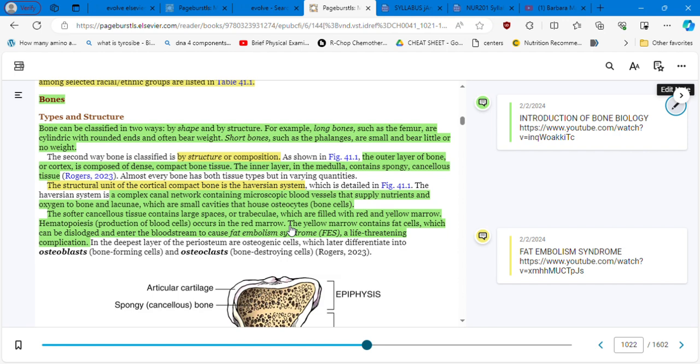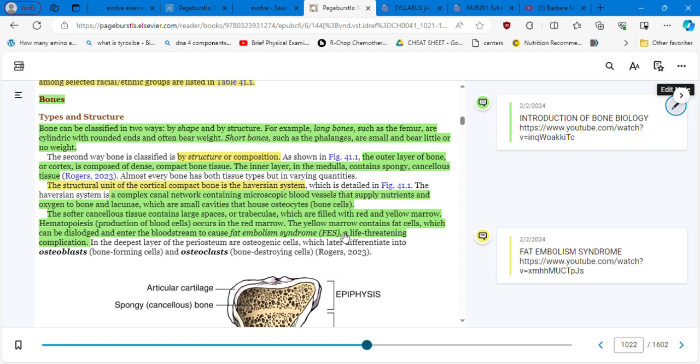Okay, the bone is not going to produce healthy blood cells if we don't support that production with proper nutrients. The yellow marrow contains fat cells. This is very important: the yellow marrow contains fat cells which can be dislodged and enter the bloodstream to cause fat embolism syndrome. We study about this in the spinal cord section.